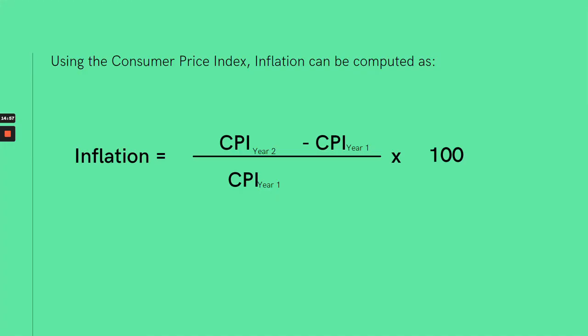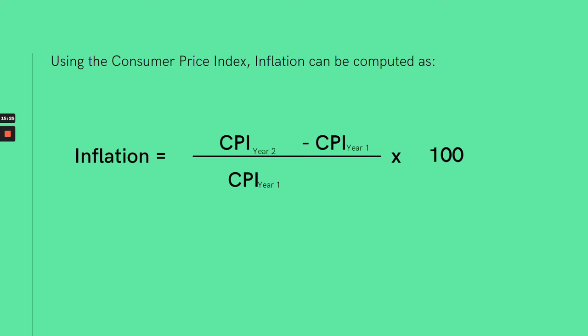And with the consumer price index, we will be able to compute the inflation. Inflation is the rate of increase in the price of a particular product, using this formula. So the inflation rate is equal to the CPI of year 2 minus the CPI of year 1, over the CPI of year 1, times 100.